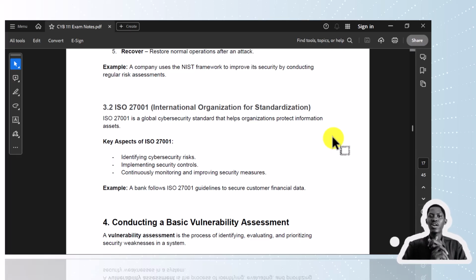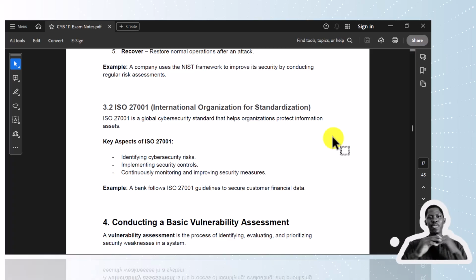ISO is a global cybersecurity standard that helps organizations protect information assets, just like NIST, but they work in different ways. Now, key aspects of ISO 27001: identify cybersecurity risks, implement security controls, then continuously monitor and improve security measures. So you can see the overlap between NIST and ISO. Identification is very important, right? And risk management is also very, very important.